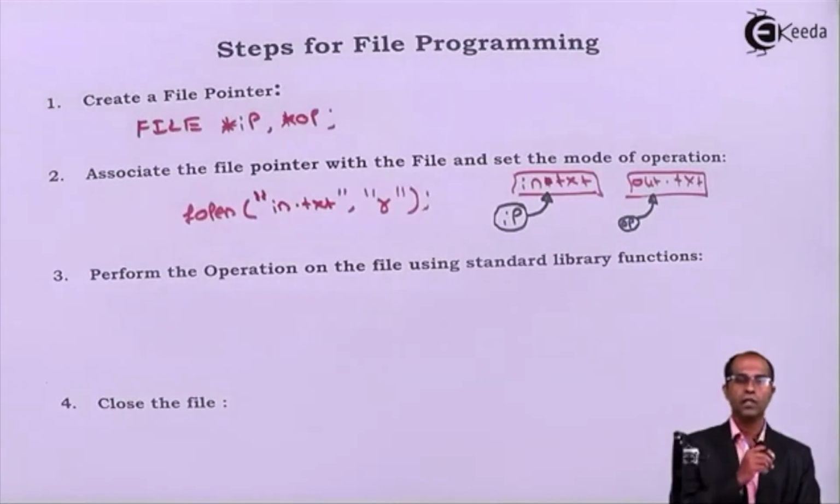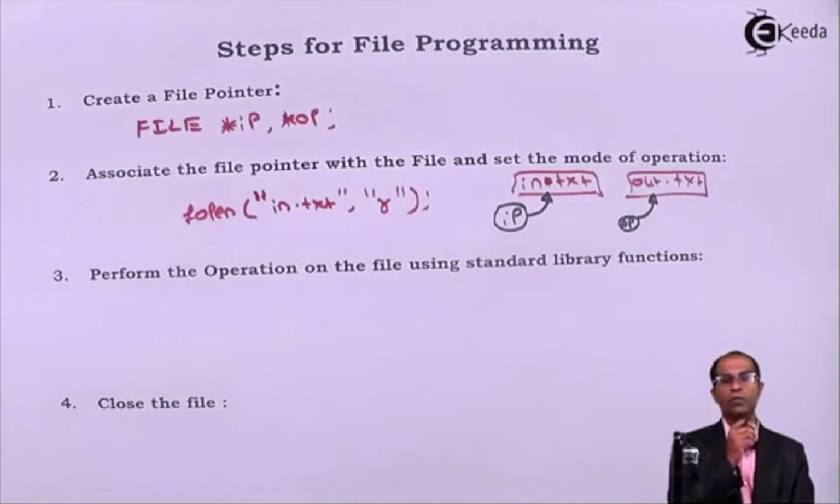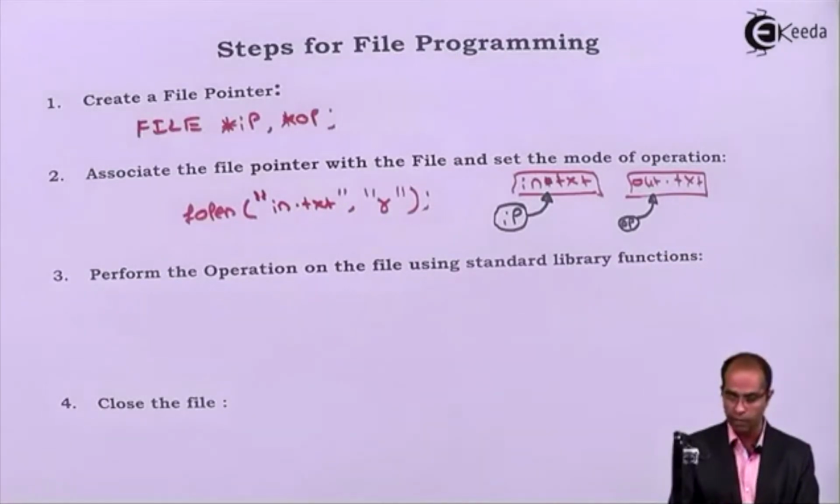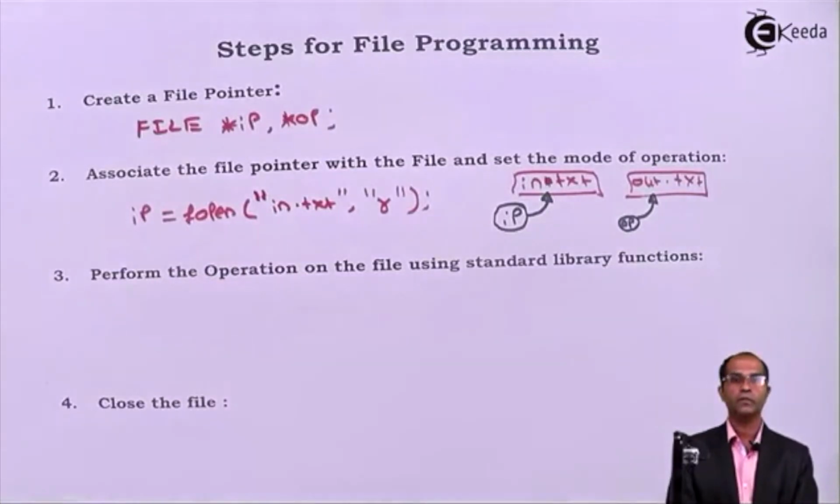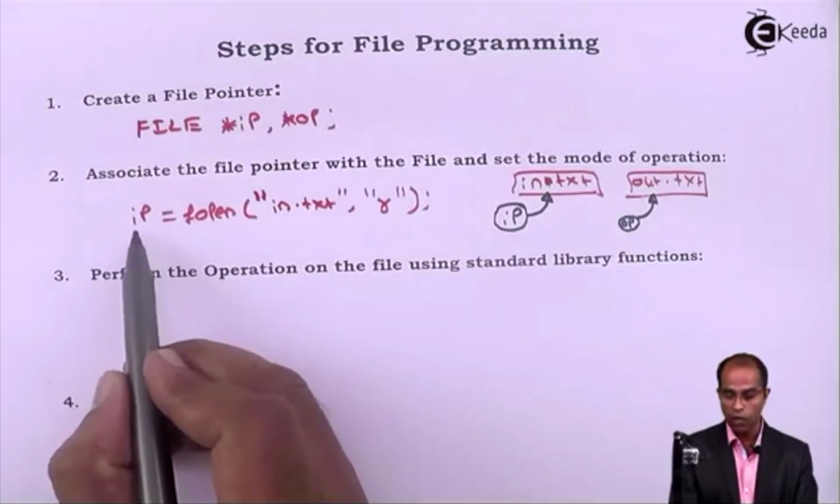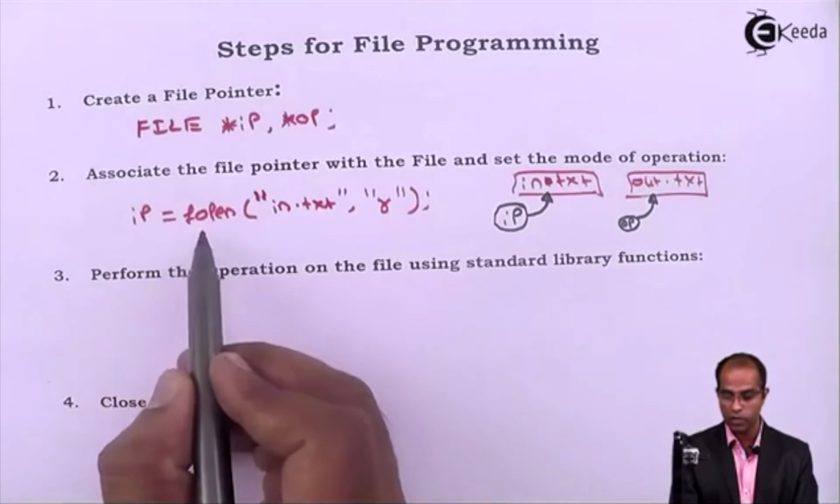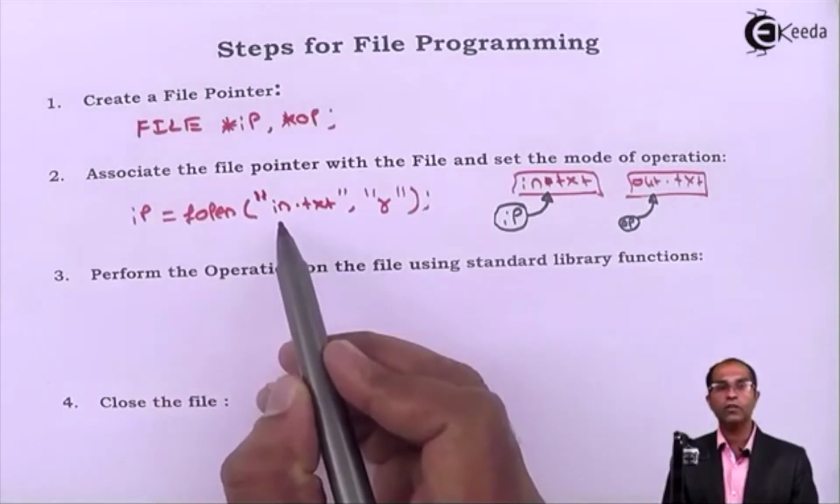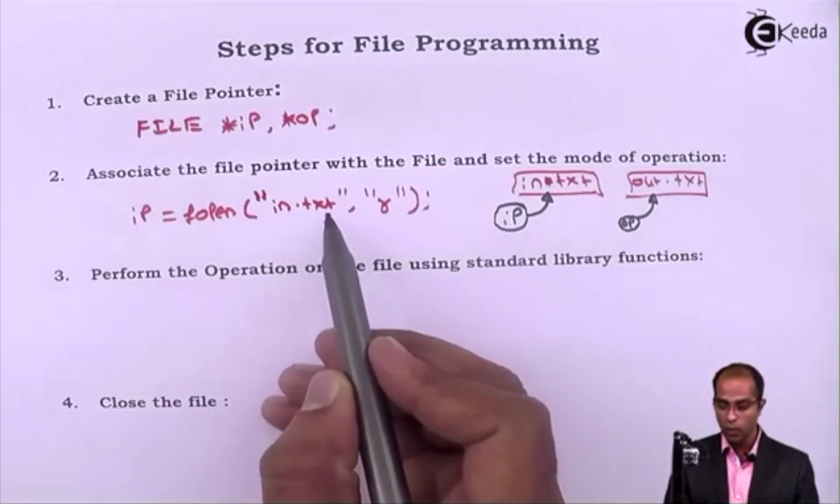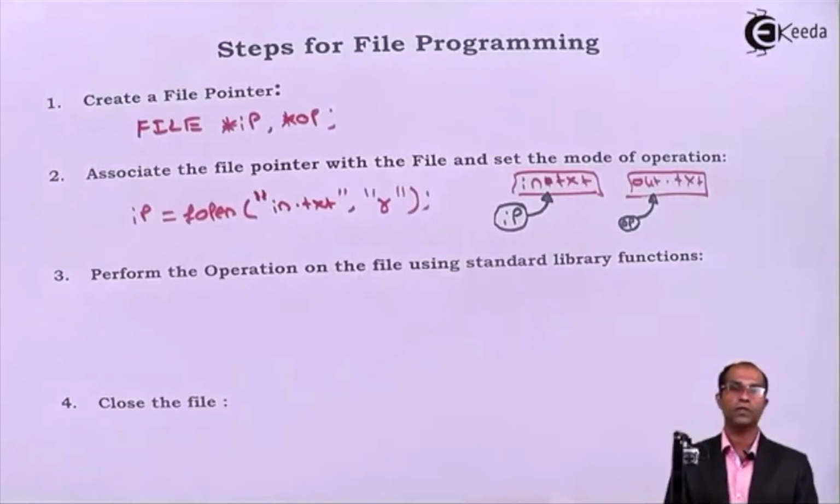Who can store the address? Can normal variables store the address, or pointer variables store the address? Right, pointer variables. So I'll say this as pointer IP. IP will now receive the address which is given by the function fopen with a file called in.txt, which is now allowed for read operation.